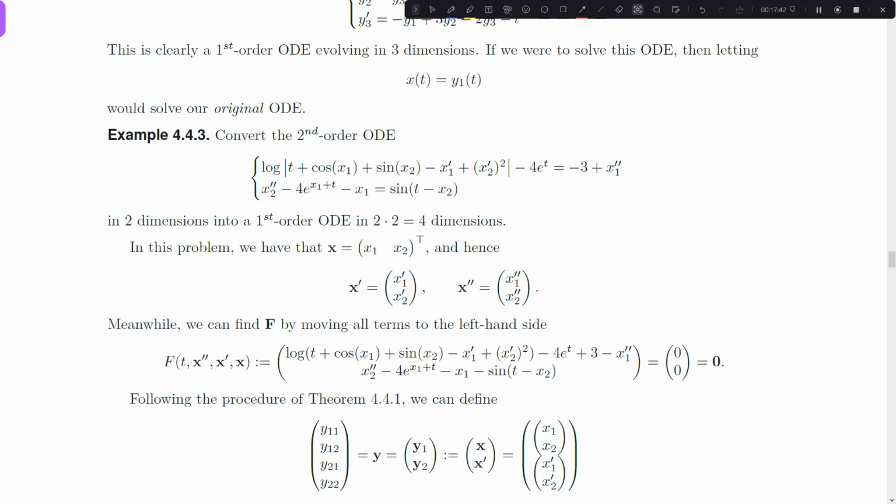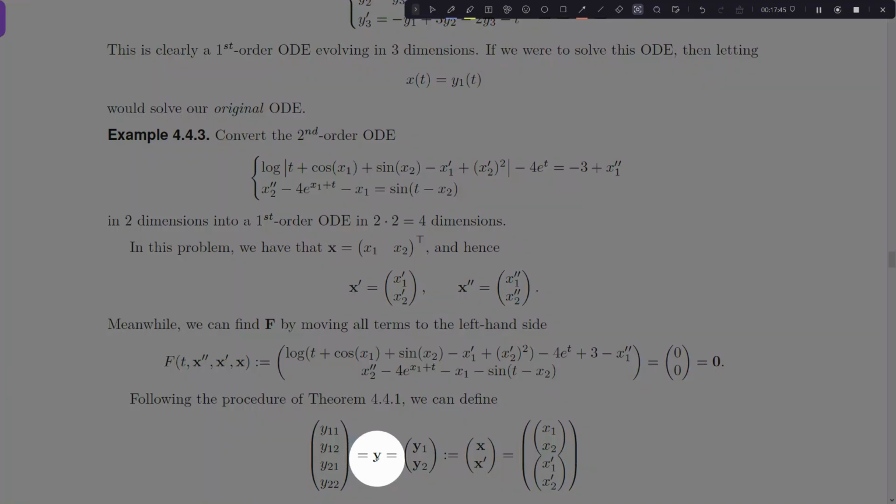And then also in the procedure from the theorem, I define my y to be the vector y1 and the vector y2, which are defined as the vector x and the vector x prime, which I've written explicitly there for you. So you can see I'm basically placing the vector x1, x2 on top of the vector x1 prime, x2 prime. And I'm going to define those as, in this case, I'll call them y11, y12, y21, and y22.